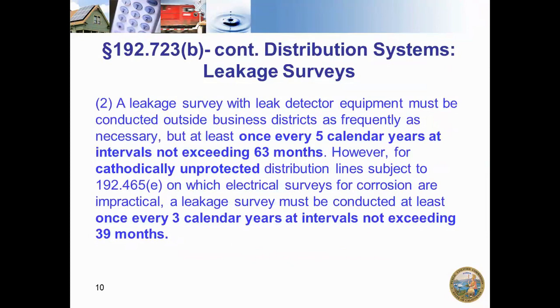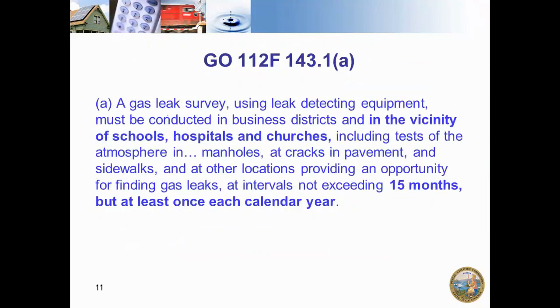But outside of business districts, once every 5 years, not to exceed 63 months. However, if your system is not cathodically protected, then that goes to once every 3 years, not to exceed 39 months.